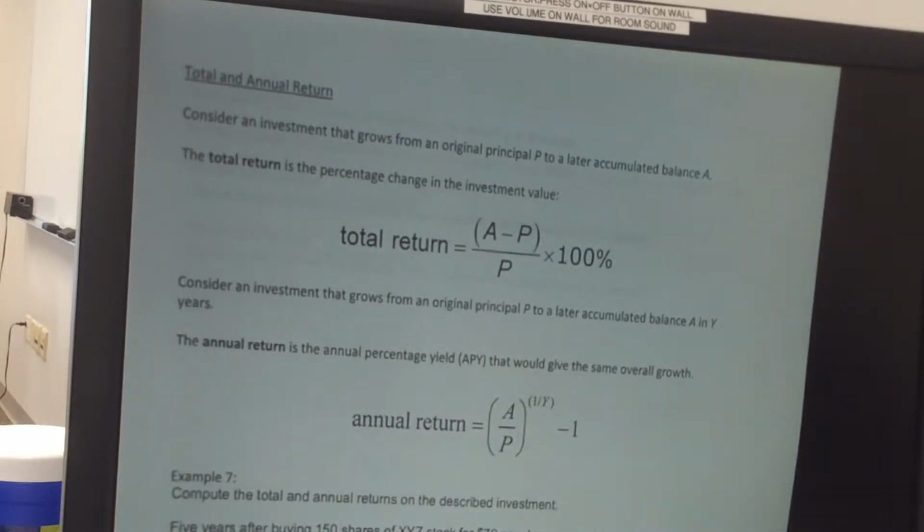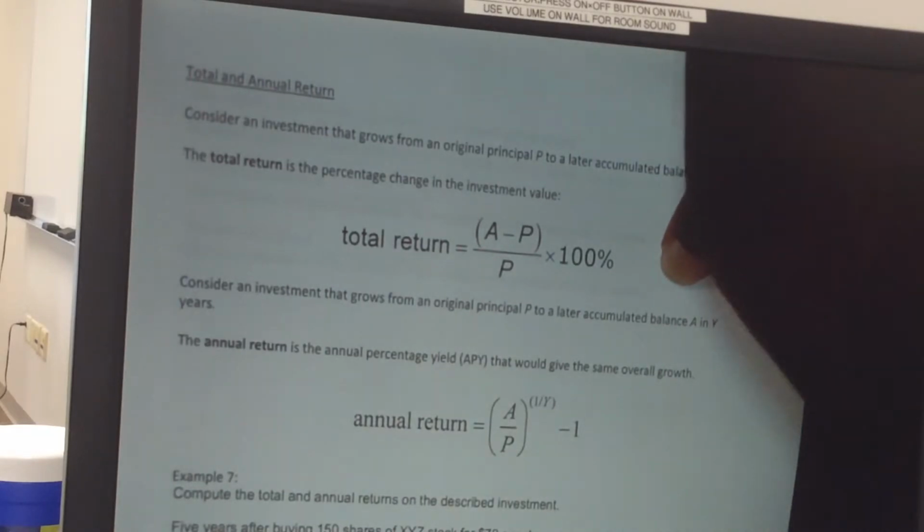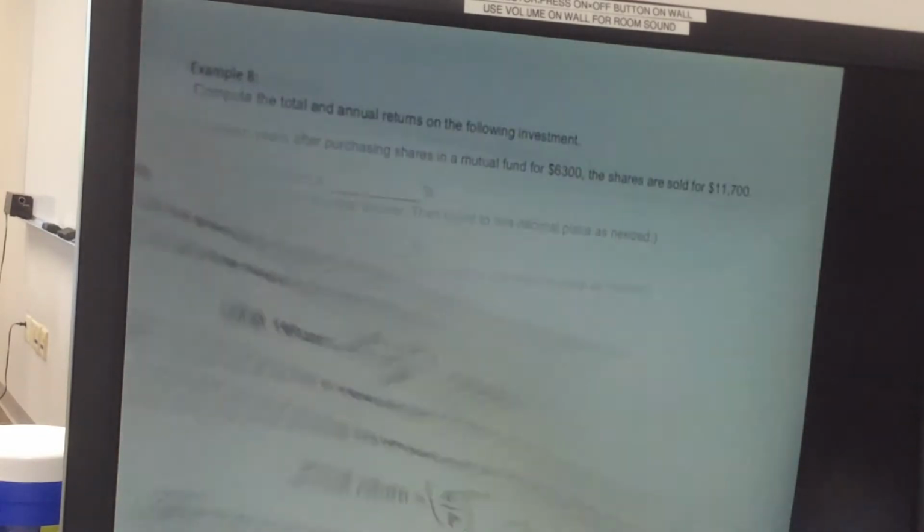And also we want to consider an investment that grows from an original principal, P, to a later accumulated balance, A, in Y years. The annual return is going to be the annual percentage yield, or the APY, that would give the same overall growth. So here the annual return is going to be A divided by P, raised to the 1 over Y power, then minus 1. Okay, so we will start with example 7 to show you how that is done.